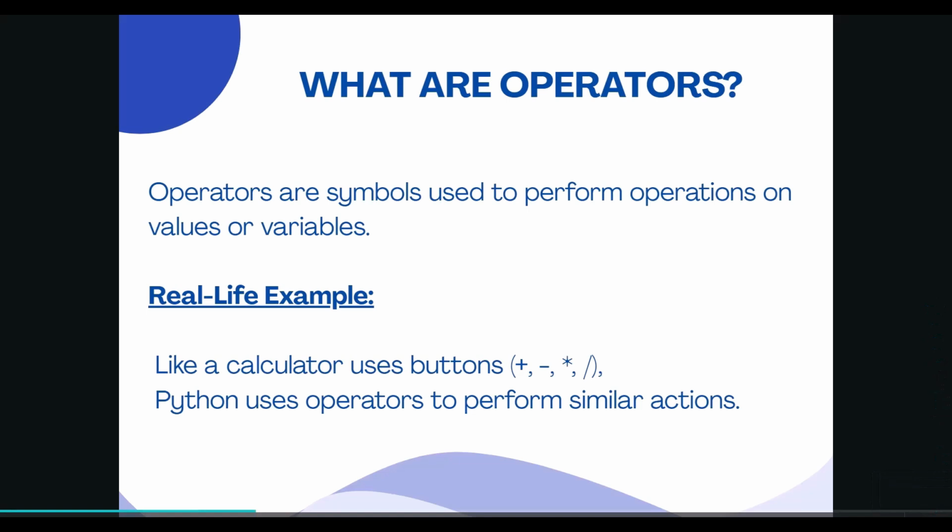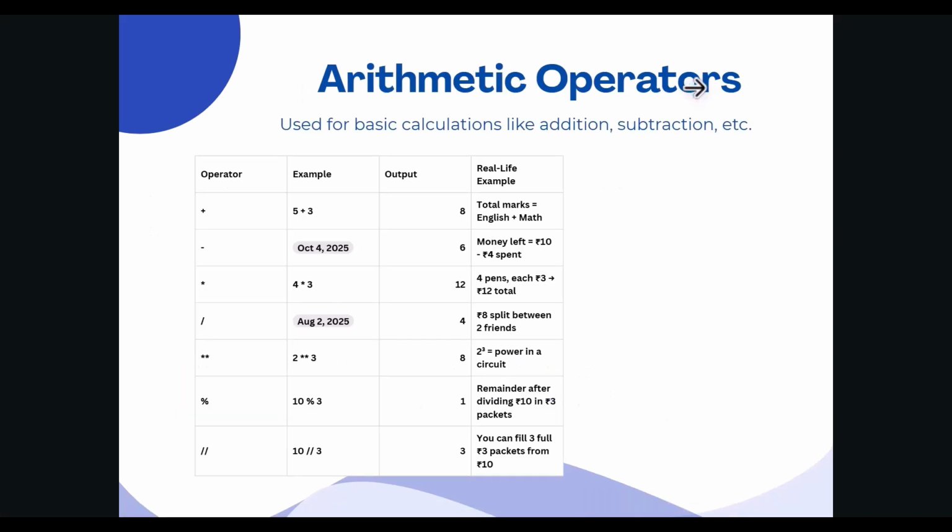Next one is arithmetic operators. These operators are used for mathematical calculations. For that, the symbols used are addition, subtraction, multiplication, division, power, remainder, and whole division. These are the symbols, and their uses and real life examples are given in the tabular form. So these are just like calculator buttons.